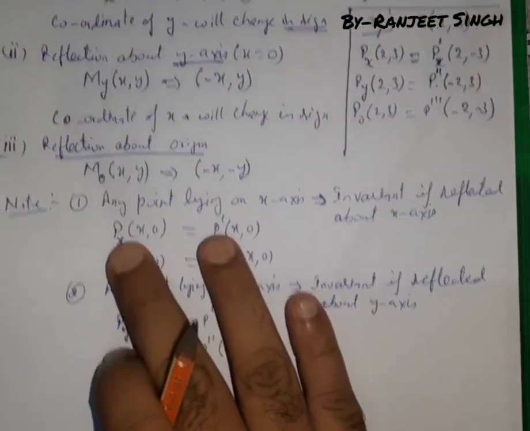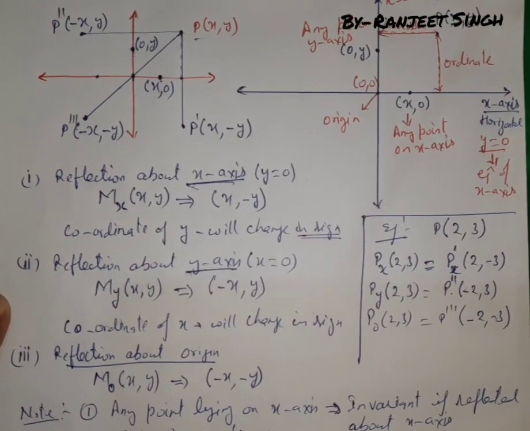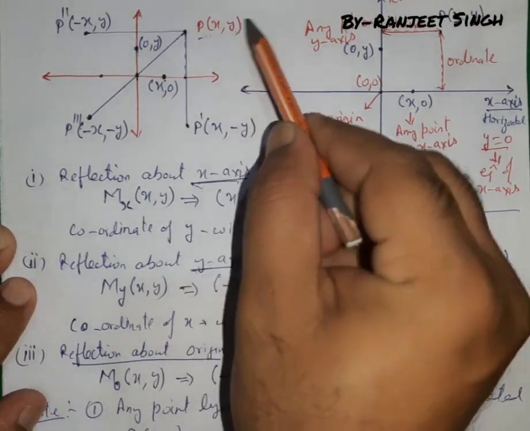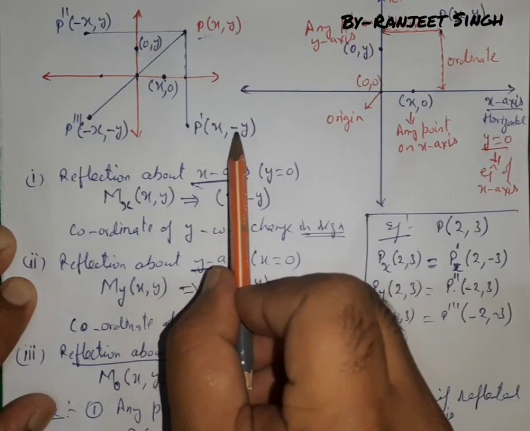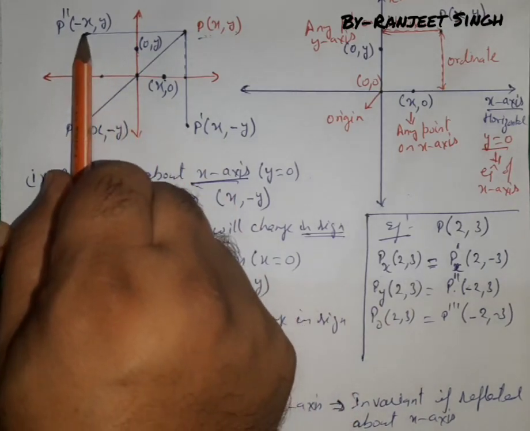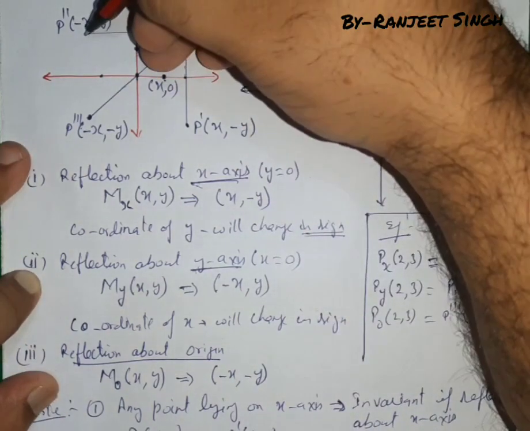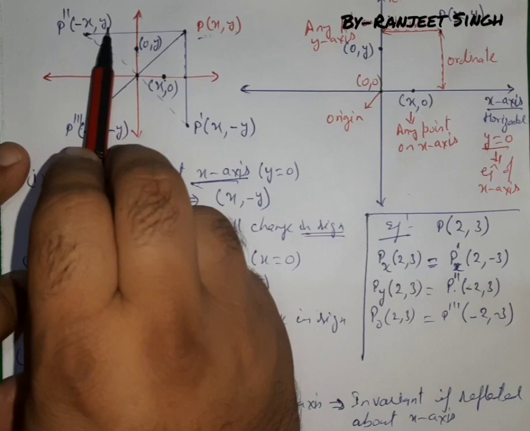From here one more thing is clear now. Let us once again move on to the part that we have already discussed. In this, have a look. If I am reflecting this point P (x, y) through x-axis, then it will be P dash (x, -y), and now if I am reflecting this through the origin, this will become P double dash (-x, y).